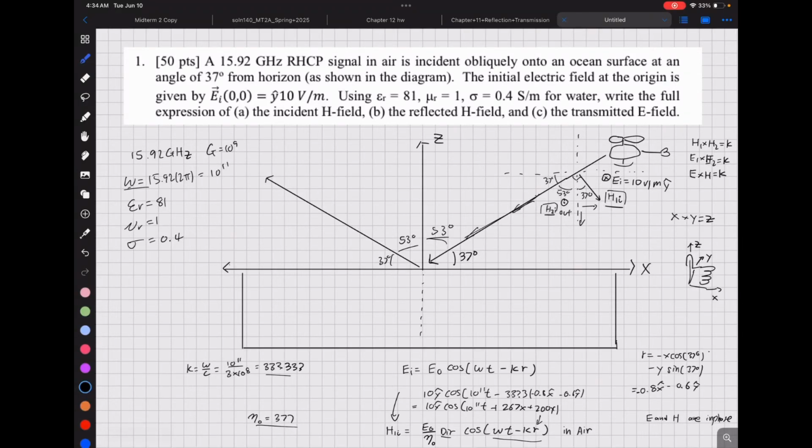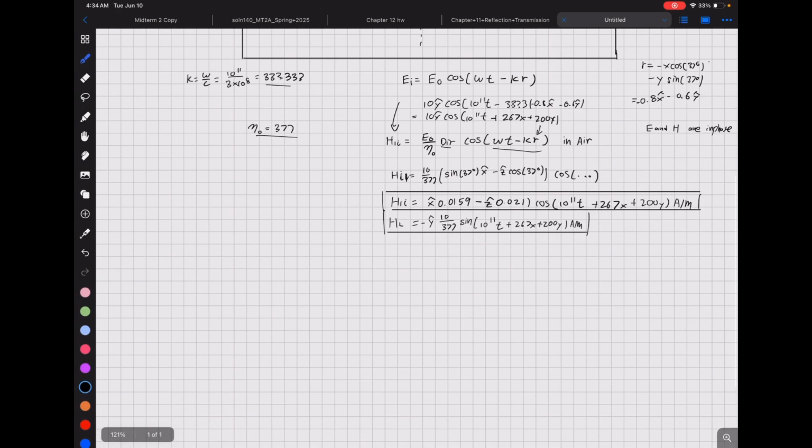We will be finding the reflected H field now. So when working with reflected or transmitted, we need to work with the loss tangent, and that's an important part of problems like these. So loss tangent is given as sigma over omega epsilon, sigma over omega epsilon naught, epsilon r. That's what this is made out of.